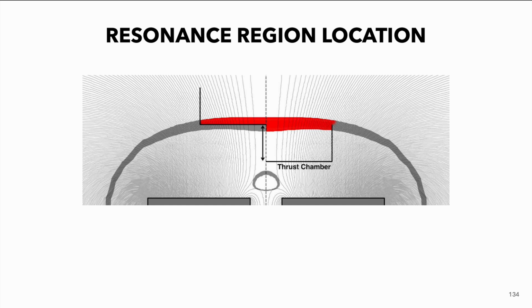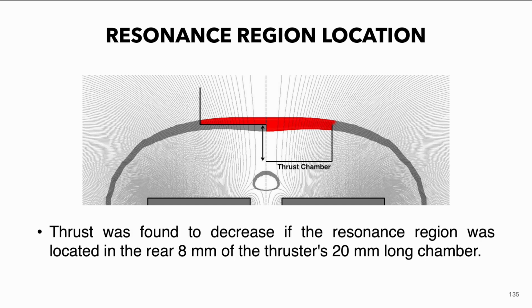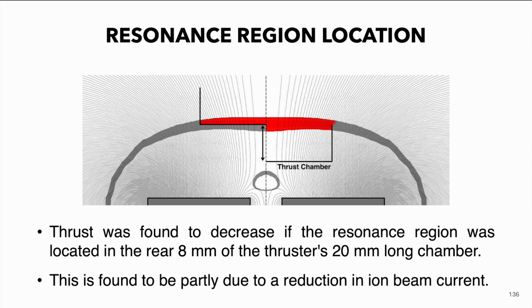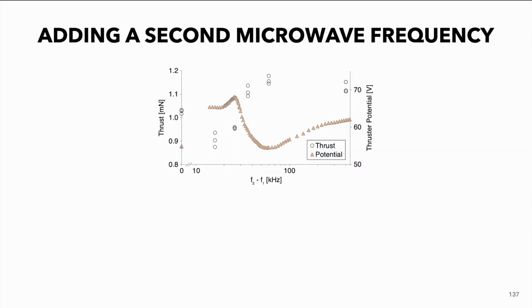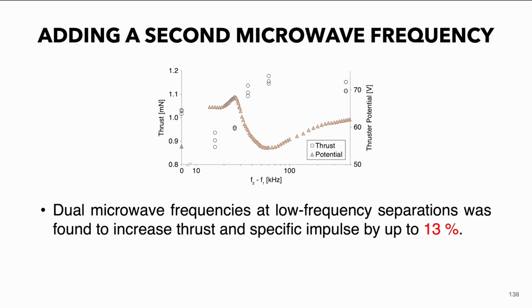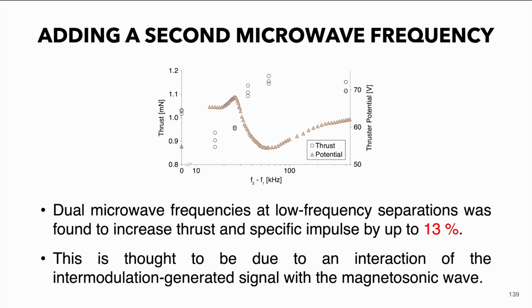On resonance region location, thrust was found to decrease if the resonance region was located in the rear 8 millimeters of the thruster's 20 millimeter long chamber. This was found to be partly due to a reduction in ion beam current. And finally, on adding a second microwave frequency, dual microwave frequencies at low frequency separations were found to increase thrust and specific impulse by up to 13%. This is thought to be due to an interaction of the intermodulation generated signal with the magnetosonic wave.